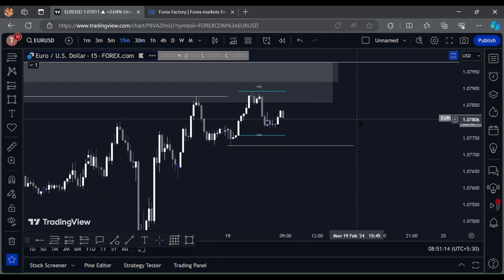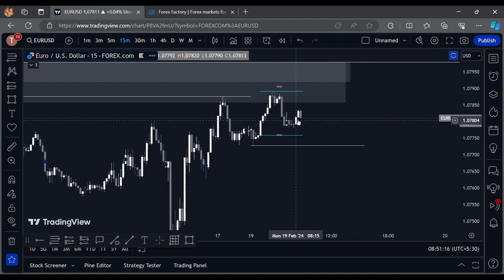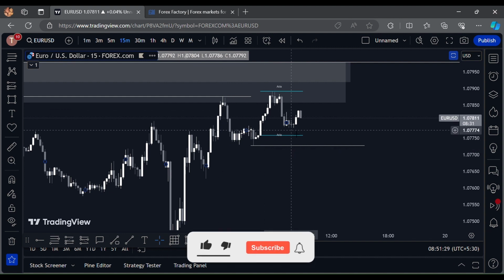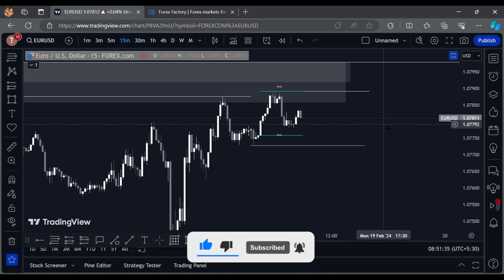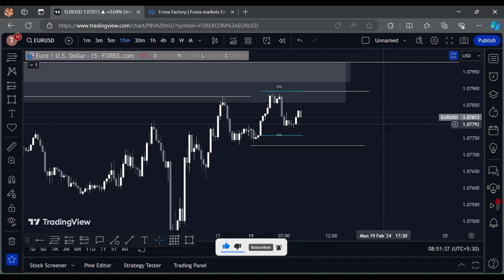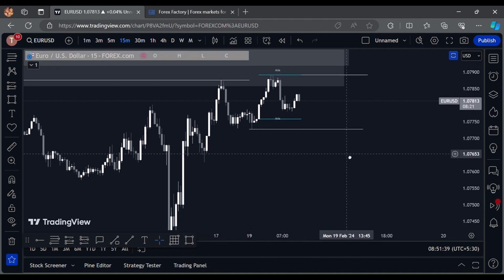So for now, I'm anticipating the price to give a response into the higher direction, but we are already into the POI. So if the price breaks below this low, most likely I'll be considering the Asia high as a strong high and taking a bearish trade into the market. So this is pretty much it.